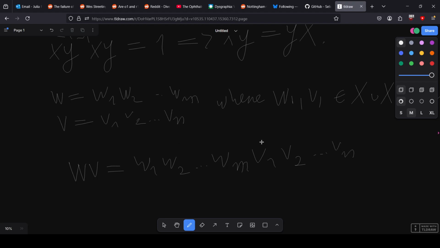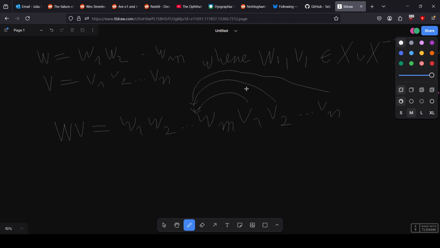v2 up to vn. We can push this past wm. Then we can push w2 past wm. vn, the same thing. And we keep going with this. We're essentially pushing letters around according to the rule above. And that is the entire proof of this. This can be done by induction, but I don't think that is very insightful at the moment.